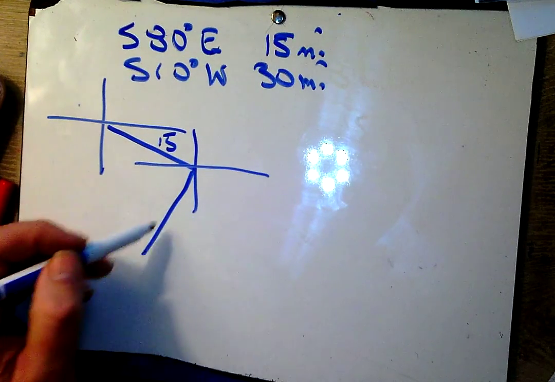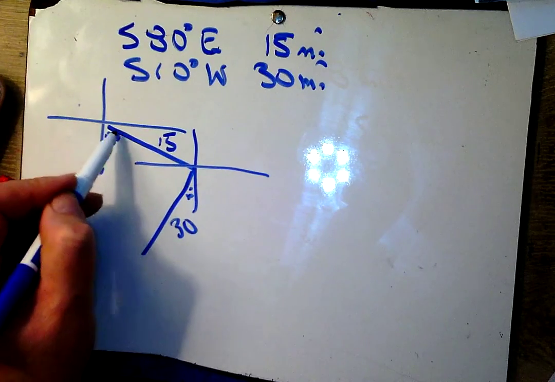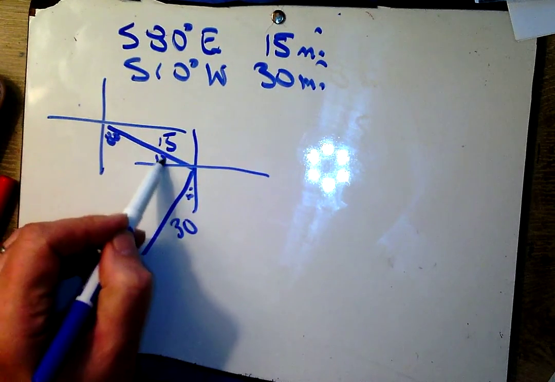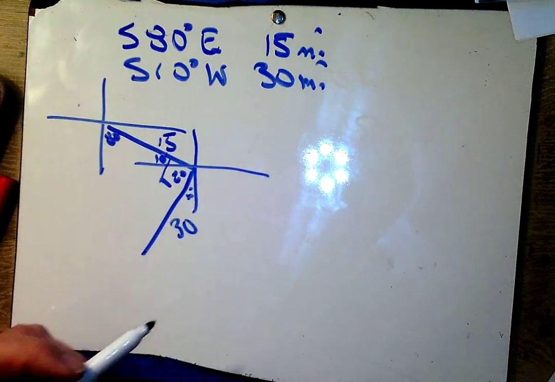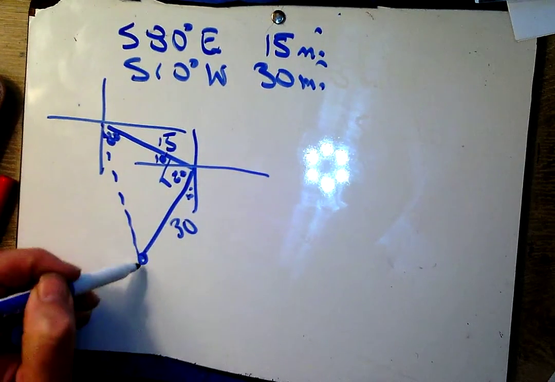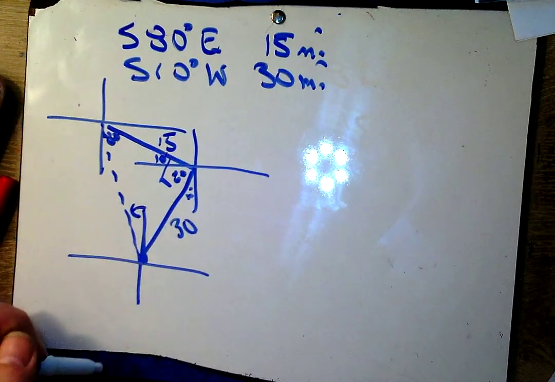Yeah. 30. This is 10 degrees. This one was 80 degrees. So that's 10 and 80, and I got my right angle. Okay. And so the bearing home should be north something west.